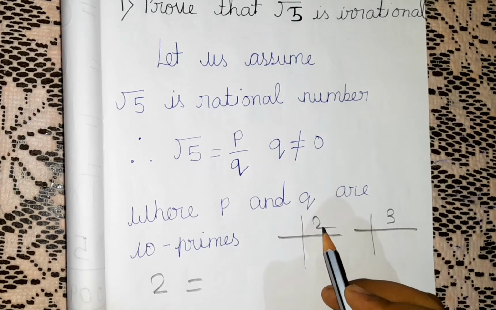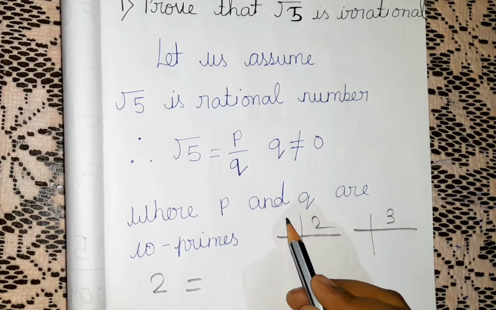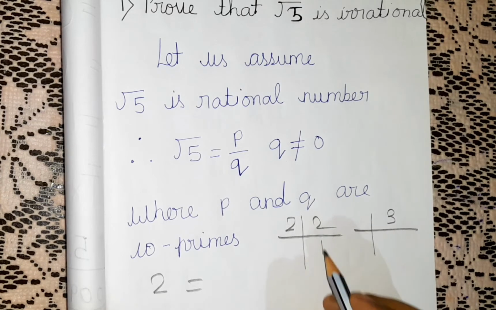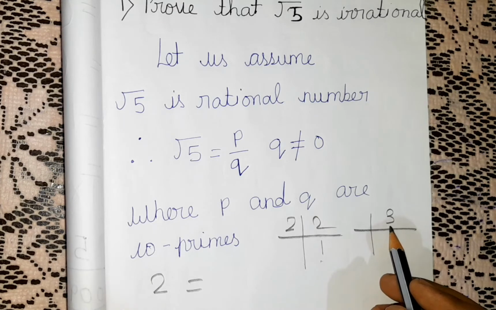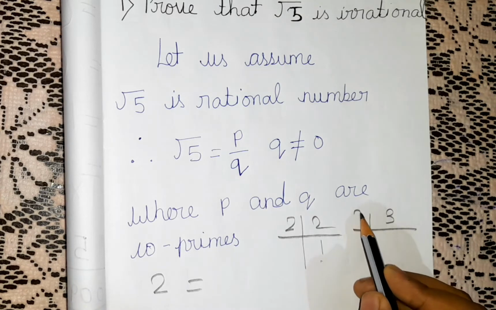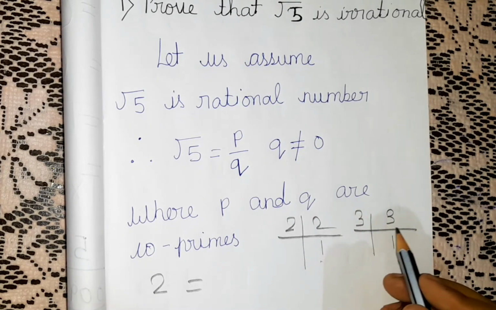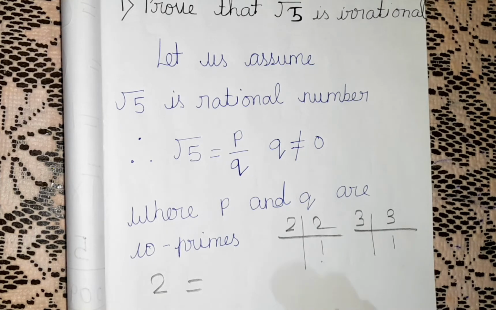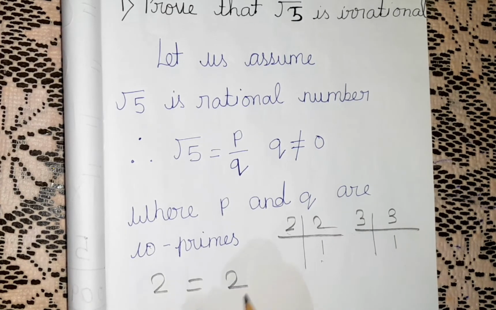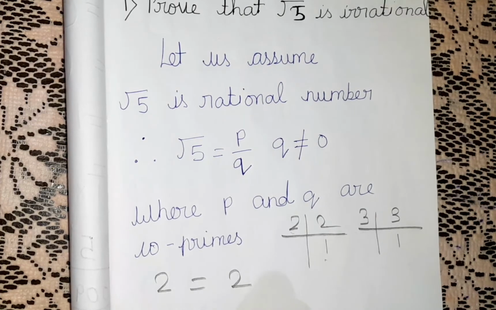Here 2 is a prime number, so we use the prime number itself, that is 2. So 1 2 is 2. Finally we got 1 and we stop. And then here we have 3. 3 is also a prime number, so we can use the table of 3. Then we write 1 3 is 3. So what is the answer? The answer is 2 and 3. So the LCM factor of 2 is 2 and of 3 is 3. We got the answer as 2, and for 3 we got the answer as 3.